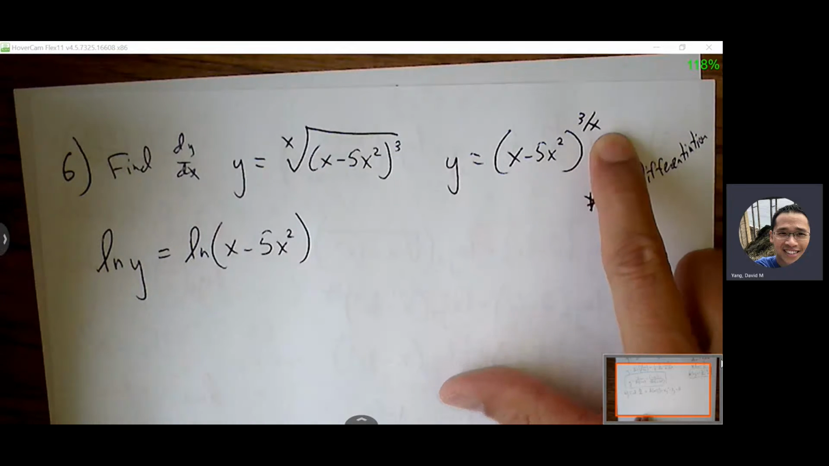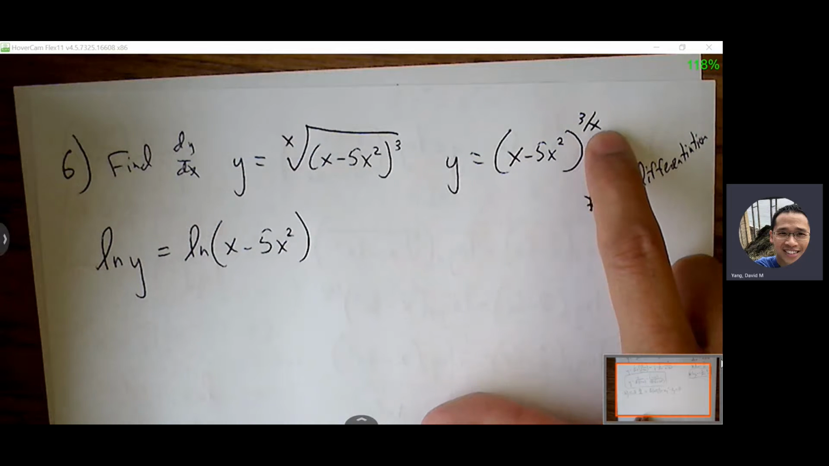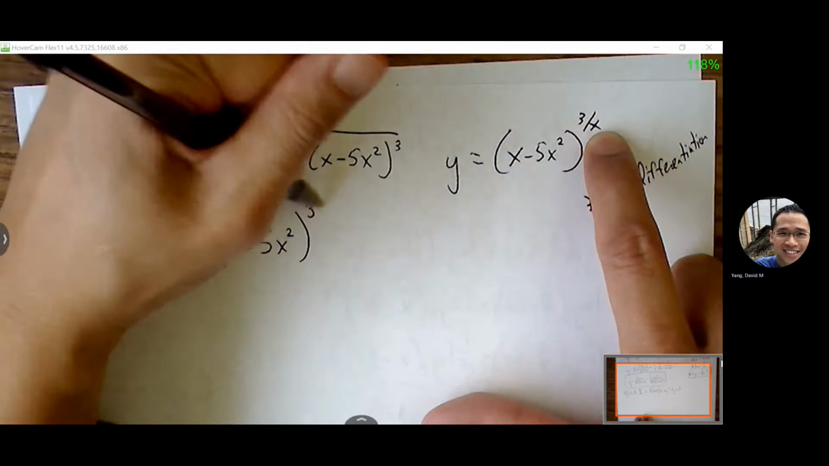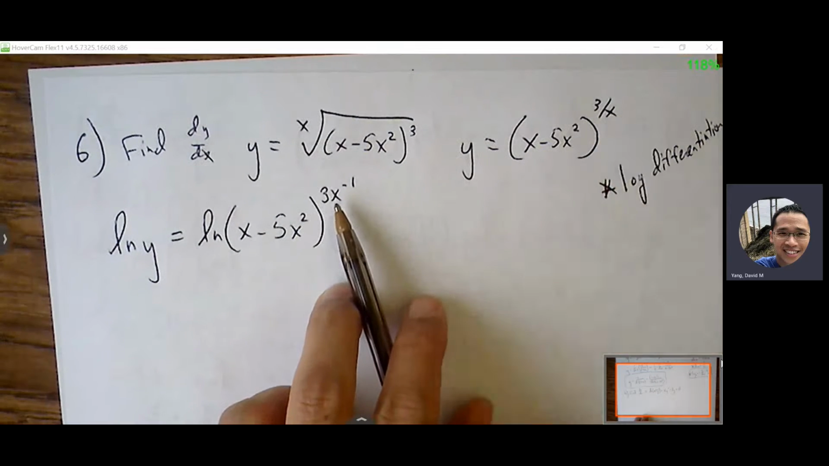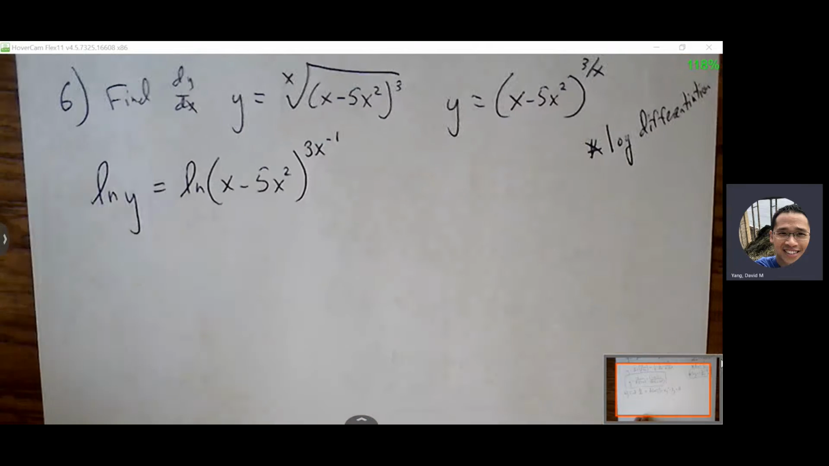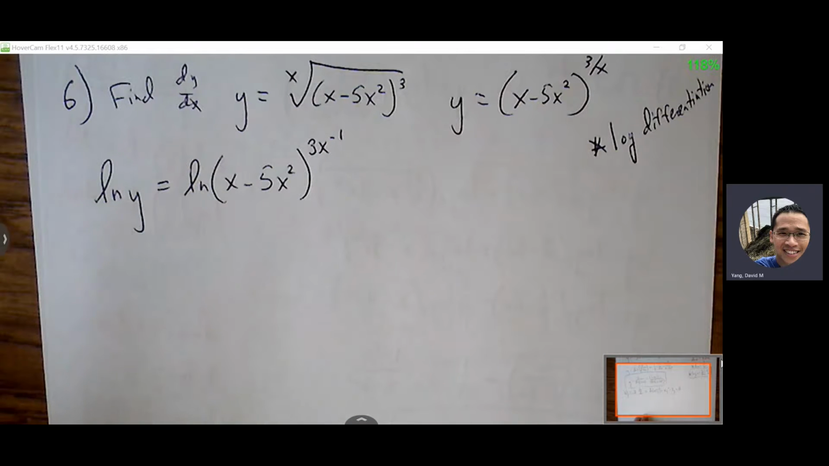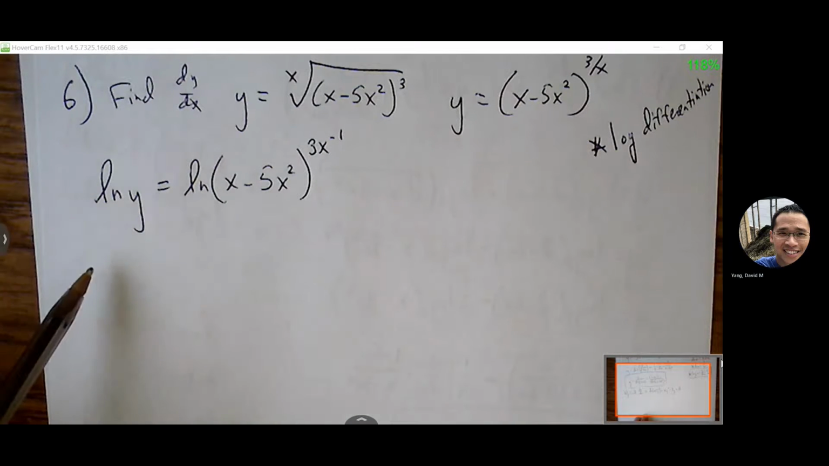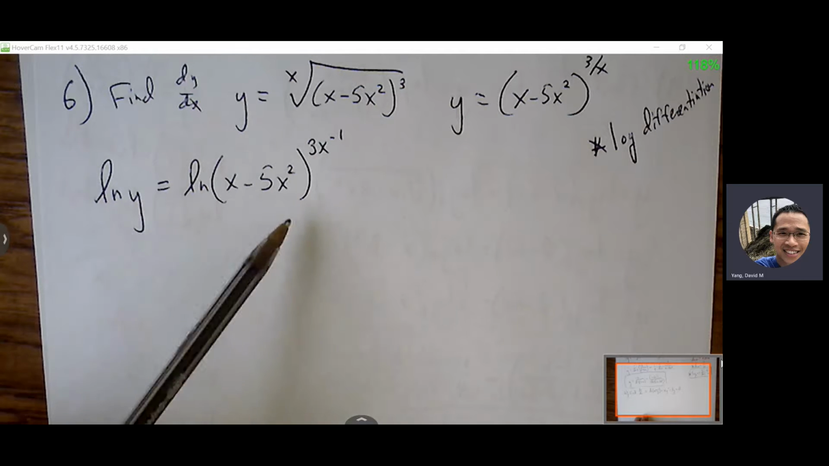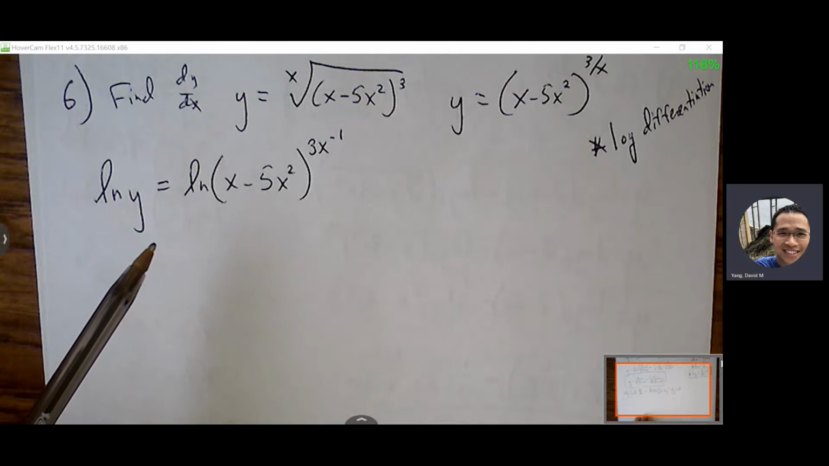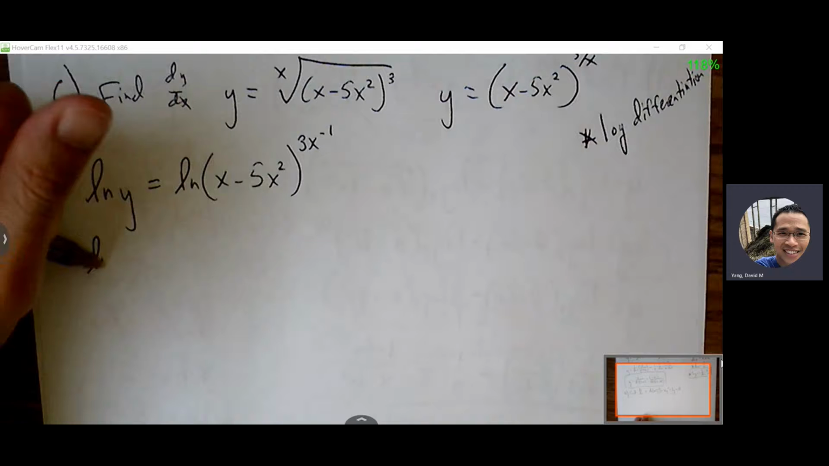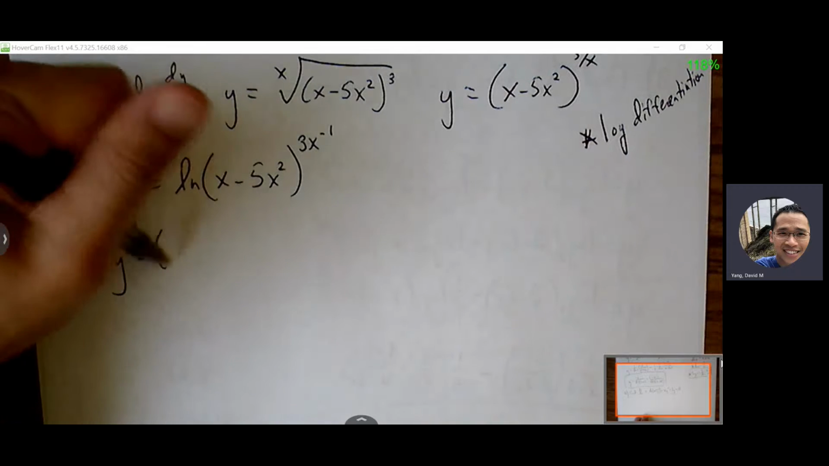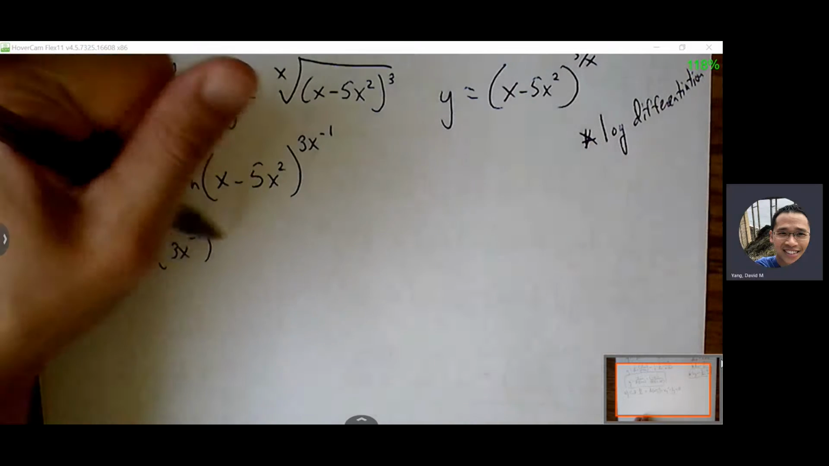I'm going to rewrite this to get it ready for my next step. I'm going to rewrite this as 3x to the negative 1. It means the same thing, it's just easier with my next step, okay? What can we do? Log expansion. Can you bring the 3x? Yeah, bring that down in front. Right. So we haven't changed anything, but we have made things easier for our next step.